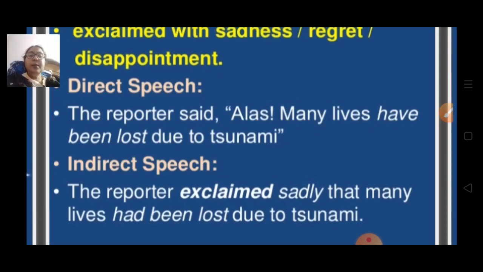So all the other things will remain the same, and the changes will happen as per the rule of direct and indirect speech. But one thing, whenever we are changing an exclamatory sentence, always keep in mind that "said" becomes "exclaimed". That is why I am giving you these examples again and again, because when you are changing direct to indirect speech, you will get confused.